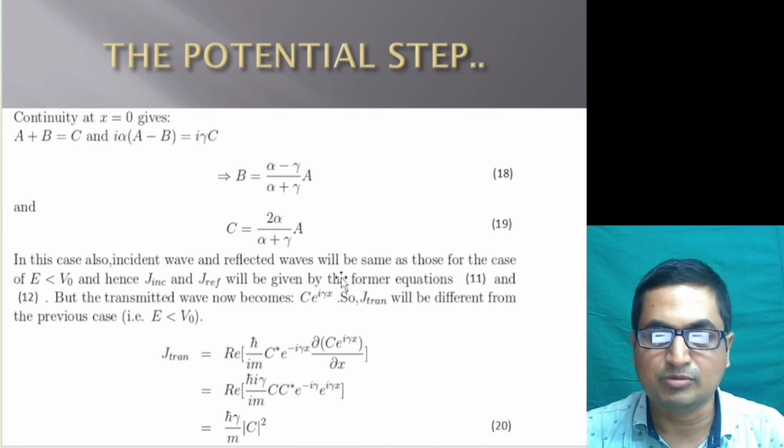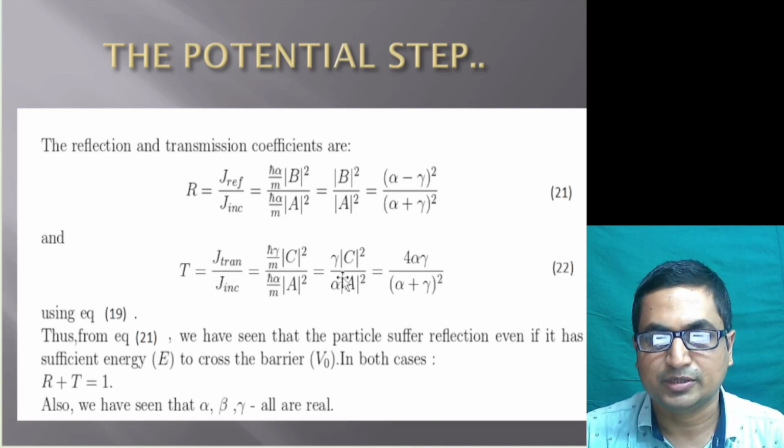So now we see that for this case, E greater than V naught, the reflection coefficient is as usual the reflected current density by the incident current density. Doing all these things we find, as given by equation 21, it is alpha minus gamma whole square divided by alpha plus gamma whole square. This is not equal to 0. Equation 21 says that R is not equal to 0.